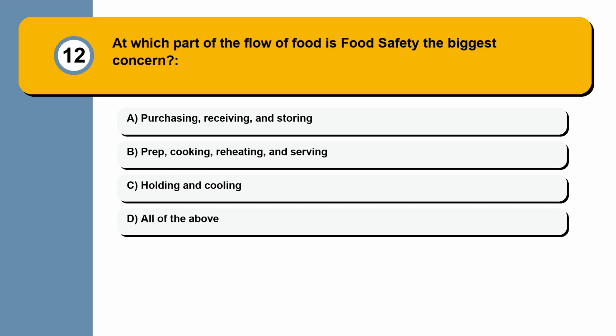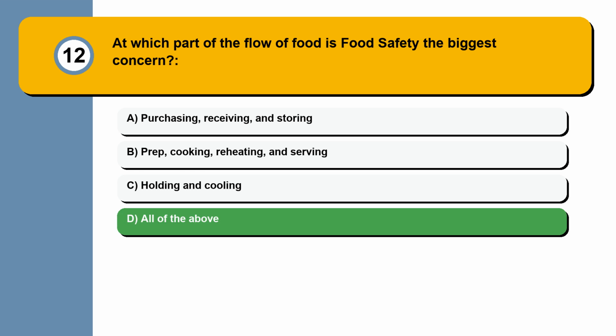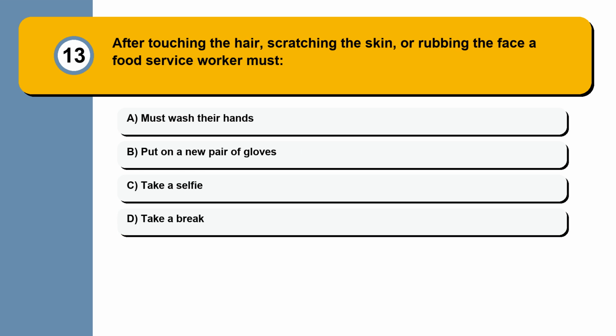Question 12. At which part of the flow of food is food safety the biggest concern? Purchasing, receiving, and storing; prep; cooking; reheating and serving; holding and cooling; all of the above. Question 13. After touching the hair, scratching the skin, or rubbing the face, a food service worker must: wash their hands, put on a new pair of gloves, take a selfie, take a break.